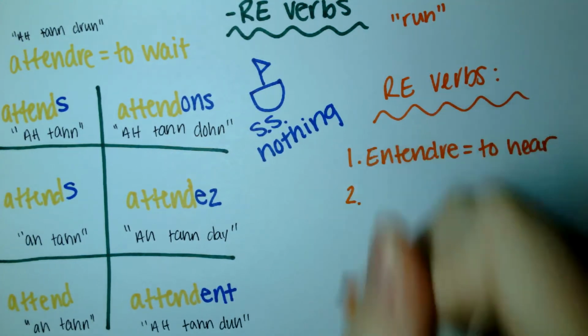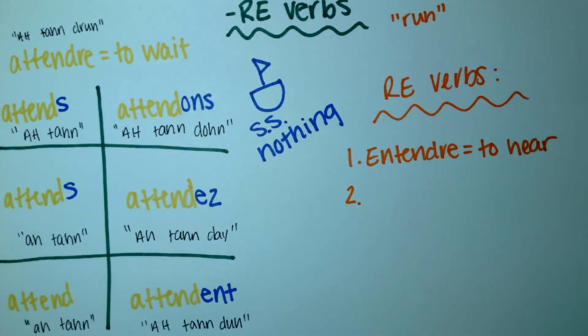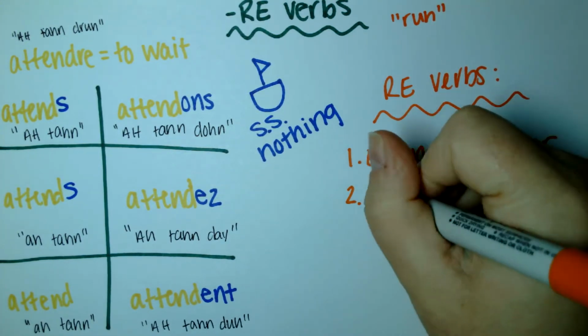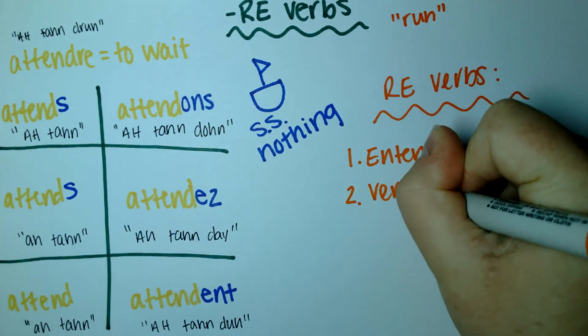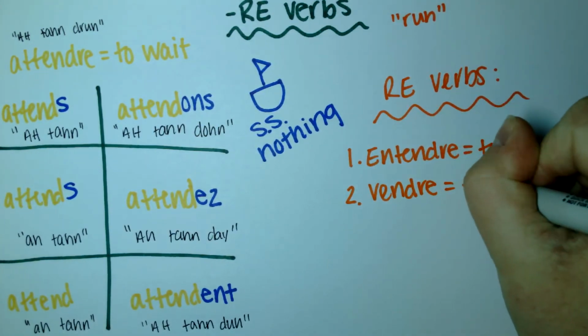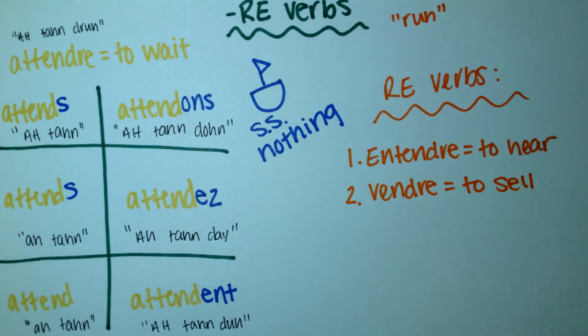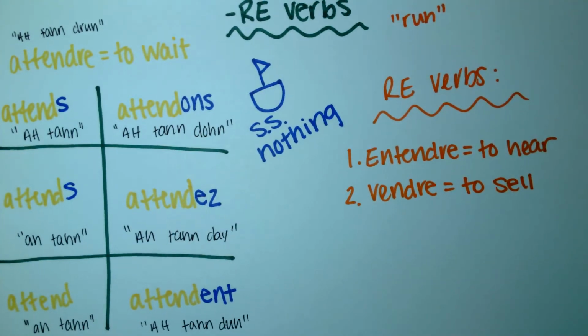Our second verb that we're going to learn the meaning of today is the verb vendre. Vendre. And vendre is the verb to sell. Like, I am going to sell my bike when I'm older.